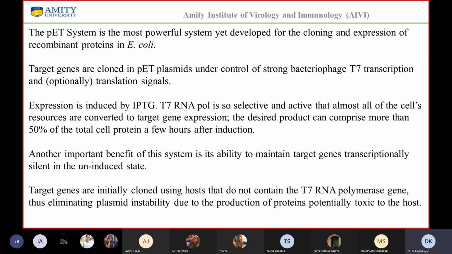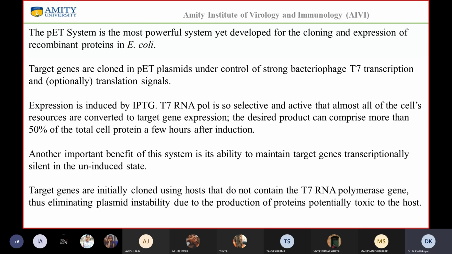Essentially, in a matter of few hours after induction, literally 50% of your protein can be from your PET expression system. Whatever gene that you have cloned, it can account for almost 50% of the entire protein that is found in E. coli. So it's a very, very powerful and very selective system.